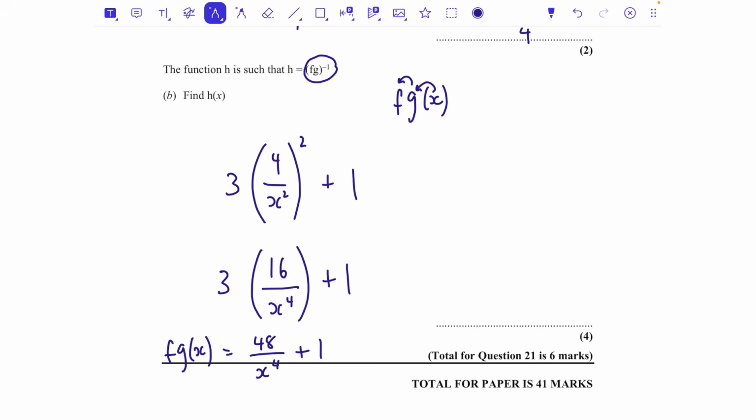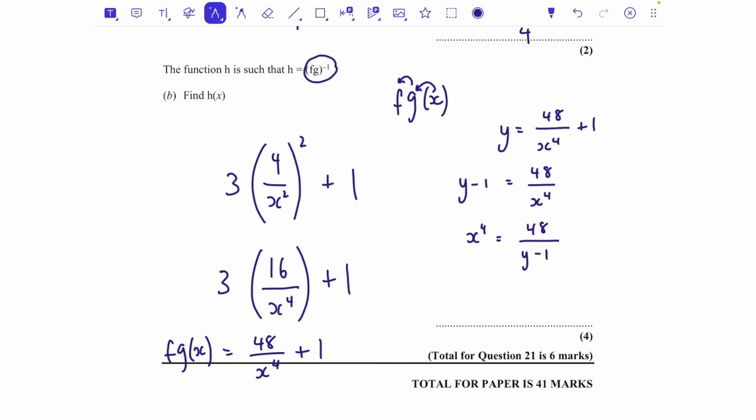Now I want the inverse of that function, and to get the inverse, the easiest way to do is to make y the subject of the formula, and then rearrange the formula to get x on its own. So that's going to be y minus 1 is 48 over x to the power of 4. So I now want to switch those round, times the x to the power of 4 up, and bring the y minus 1 down. So x to the power of 4 is 48 over y minus 1.